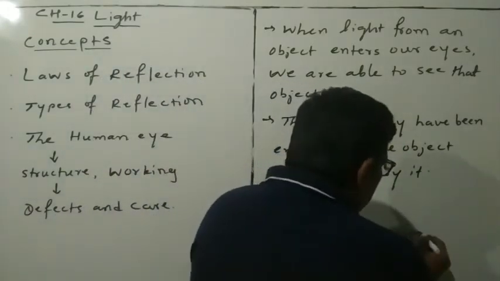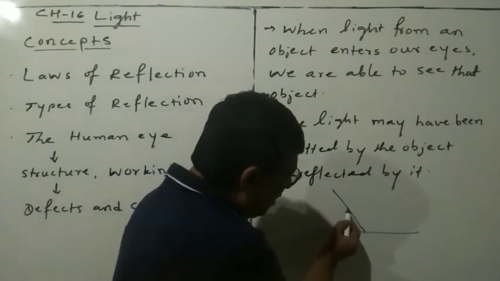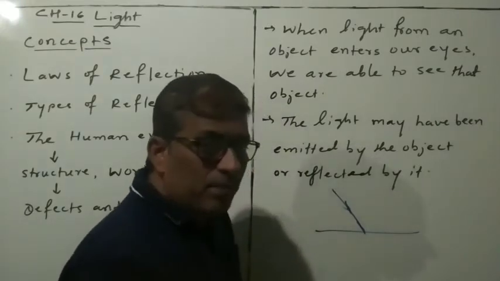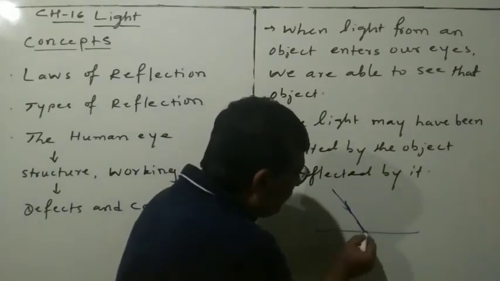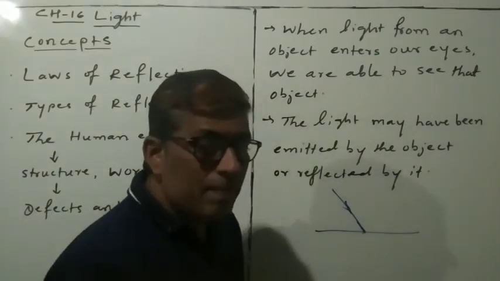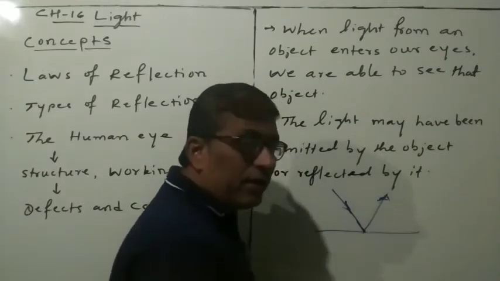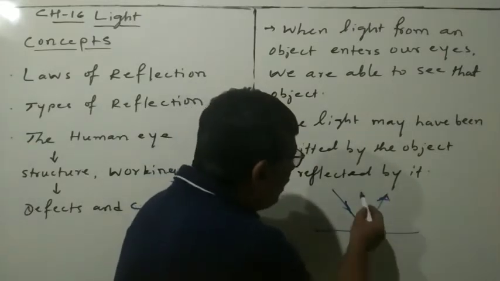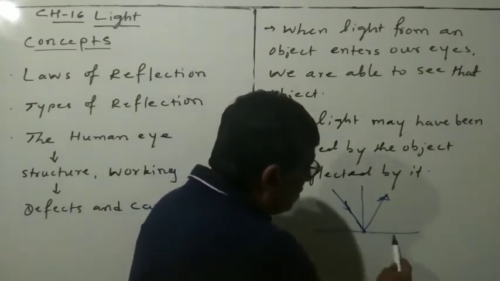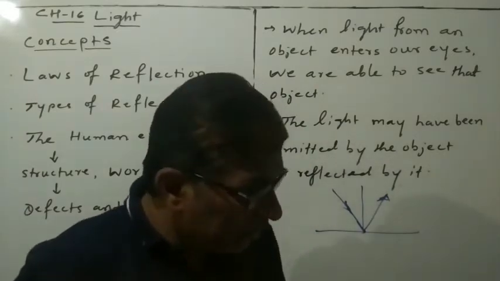Say, for example, this is the surface. When light falls on this, spreading like this, this is the incident ray. And the point where the light falls is the point of incidence. From here it reflects, so this is the reflected ray. And from this point, if you draw a straight line perpendicular, at 90 degrees to the surface, then you call it the normal. So what is the idea?